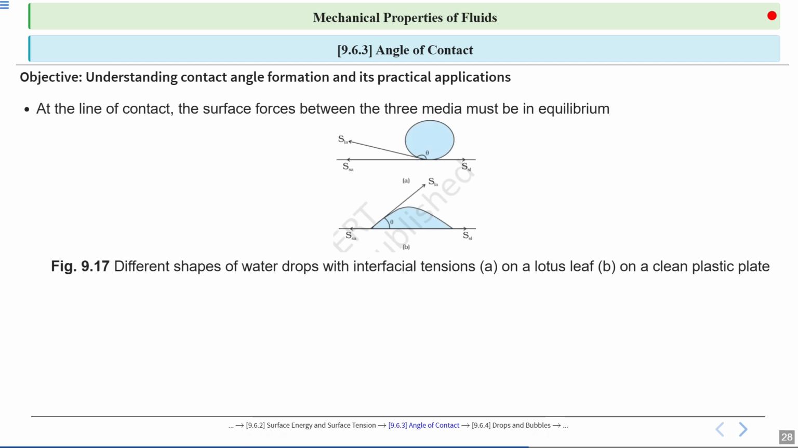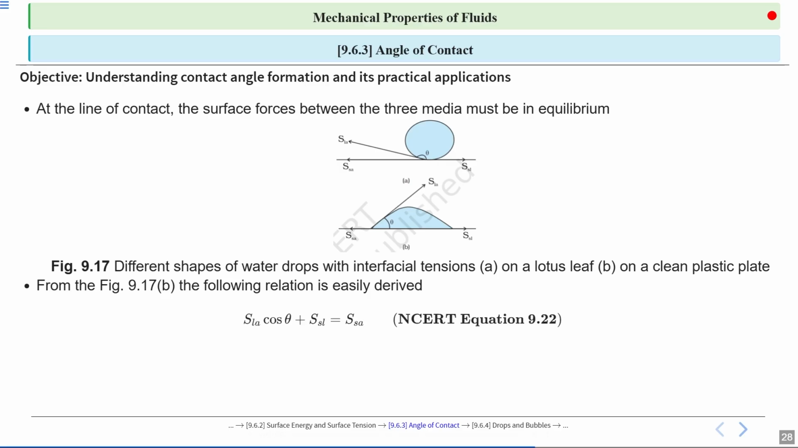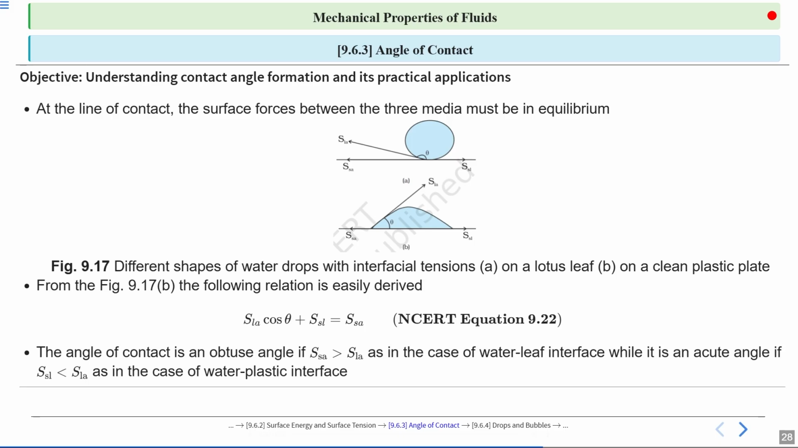Now, at the line of contact, the surface forces between the three media must be in equilibrium. From figure 9.17b, the following relationship is easily derived: SSL + SLA cos theta = SSA. The angle of contact is an obtuse angle if SSL is greater than SSA, as in the case of the water-leaf interface, while it is an acute angle if SSL is less than SSA, as in the case of the water-plastic interface.